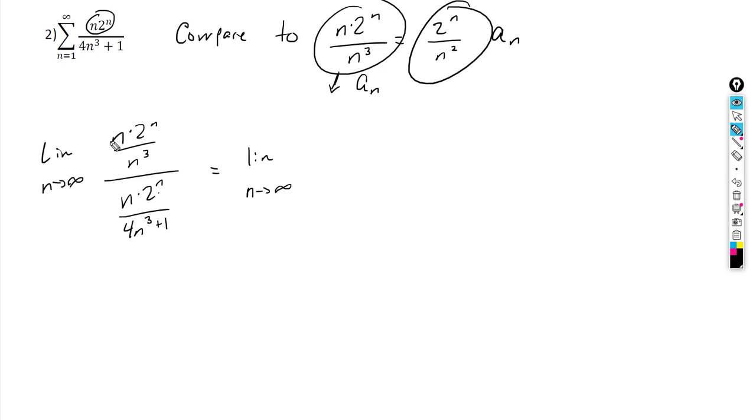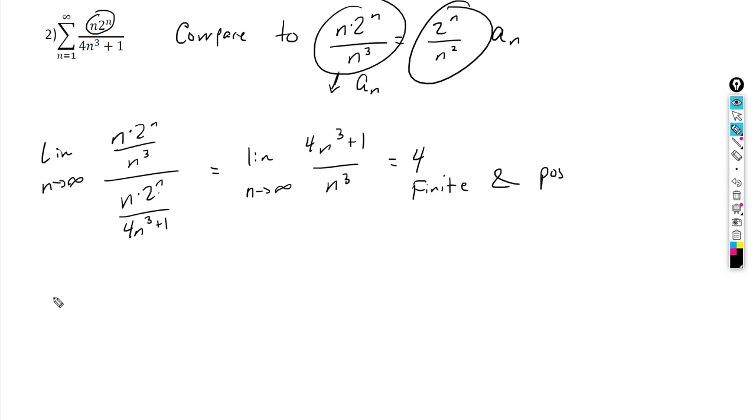And I'm going to skip a step here, right? The 2 to the n's are going to cancel. So I have 4n to the 3 plus 1 over n to the 3. And so now what's going to happen? Well, I can use L'Hopital's rule a couple of steps, or I can use horizontal asymptotes, which this is just going to be the 4. Okay, so I skipped a couple steps, but hopefully you can see that you get 4. This is finite and positive. So because it's finite and positive, I can use the limit comparison.